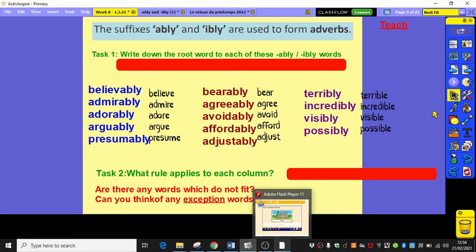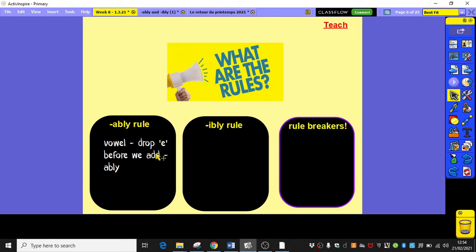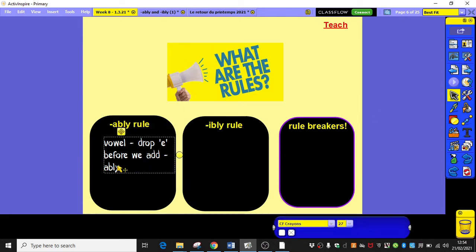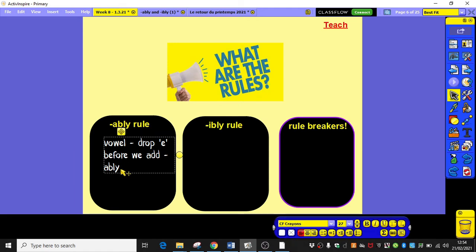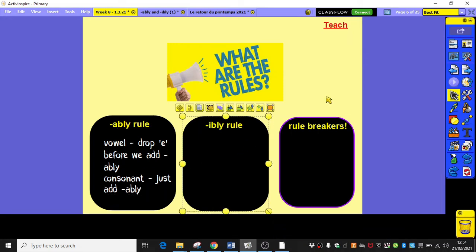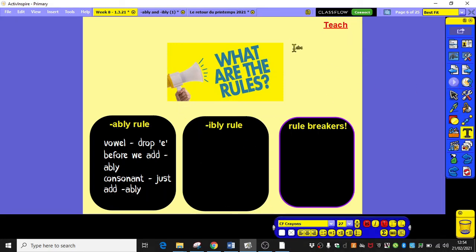Okay, so let's go over to our rules page again. So if it ends in a consonant, let's just check, what are our vowels, just to remind ourselves. So if it ends in a consonant, then we just add the ably. Okay, so what are our vowels? Just to make sure we remember what our vowels were. Let's go back, change my font again, otherwise you're not going to see it. So what are our vowels? Can you tell me what the vowels are?